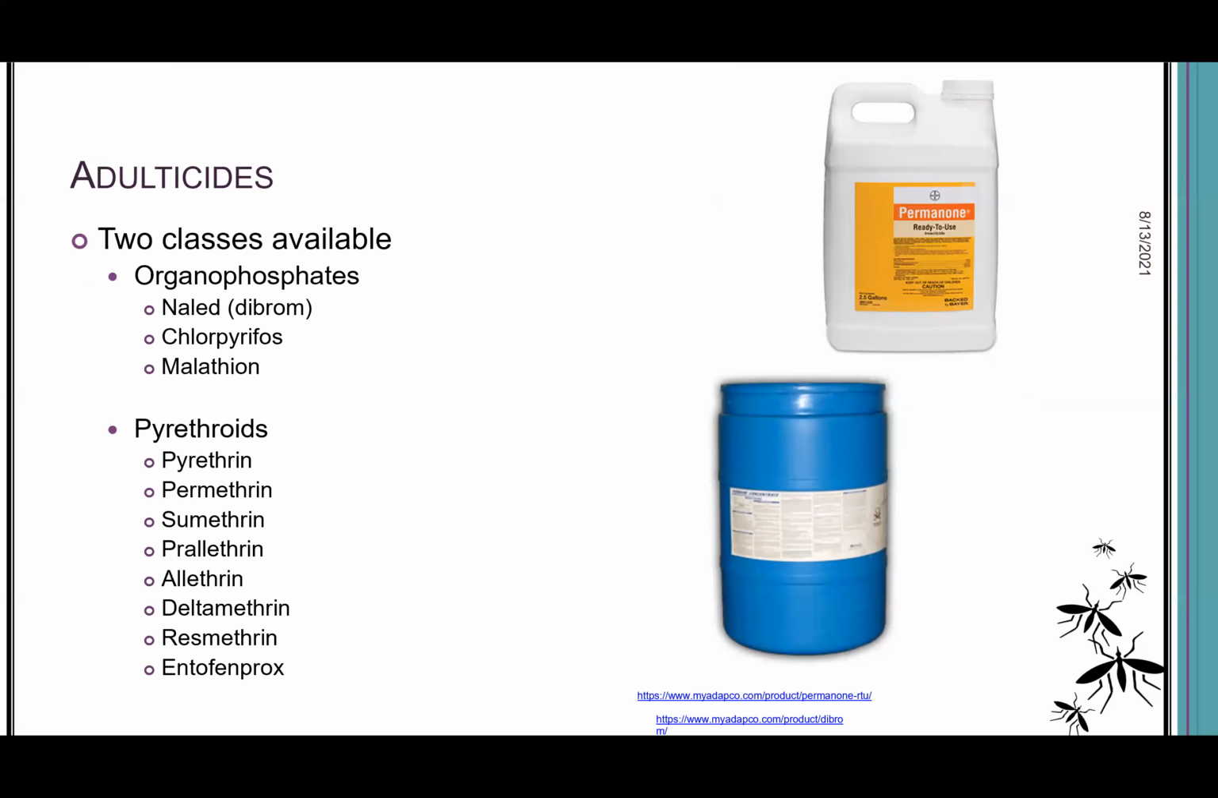Adulticiding is different. To do any adulticiding applications, you do need to have a pesticide license. There's two classes of products still on the market, organophosphate and pyrethroids. Chlorpyrifos, or pyrophos as I've also heard it called, is actually being taken off the market, but it's still there for the remainder of this year and maybe next year.